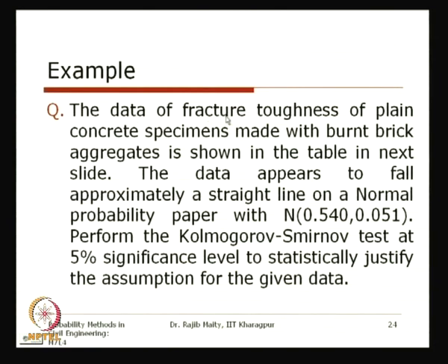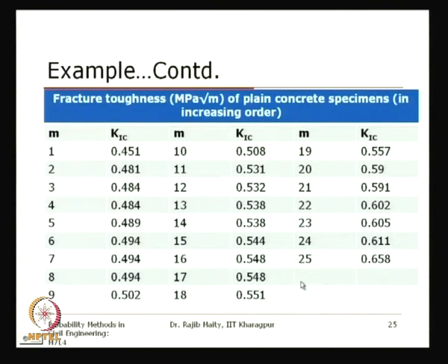The data of the fracture toughness of plain concrete specimens made with burnt brick aggregate is shown in the table in the next slide. The data appears to fall approximately on a straight line on normal probability paper, and you know that if it falls approximately on a straight line on normal probability paper, there is a possibility that it may follow a normal distribution. The parameters are mu equals 0.54 and sigma equals 0.051. Perform the Kolmogorov Smirnov test at 5% significance level to statistically justify the assumption for the given data. The data is supplied here, the fracture toughness, which has a unit of megapascal square root of meter, of the plain concrete specimen, and this is already arranged in increasing order.